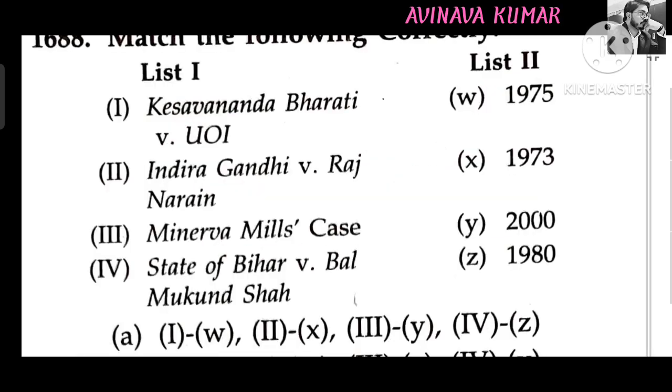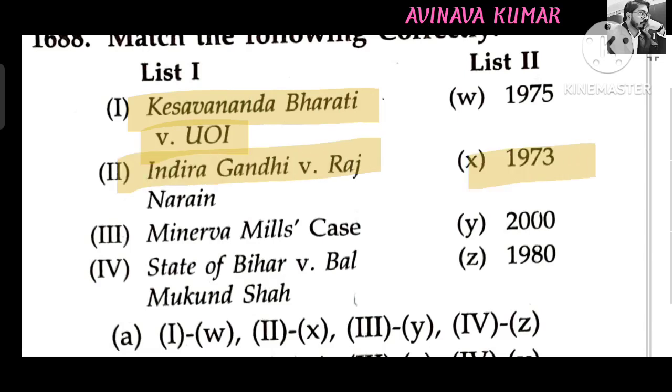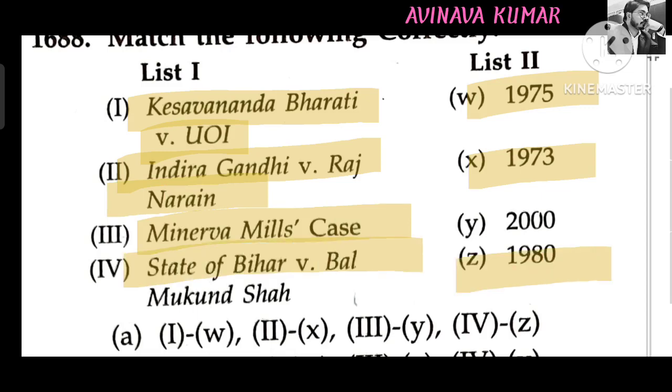Match. Keshwanand Bharati versus Union of India, 1973. Indira Gandhi versus Raj Narain, 1975. Minerva Mills case, 1980. State of Bihar versus Bal Mukund Shah, 2000.